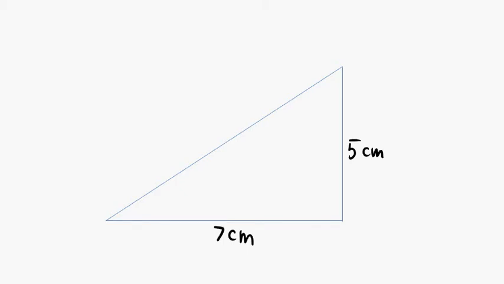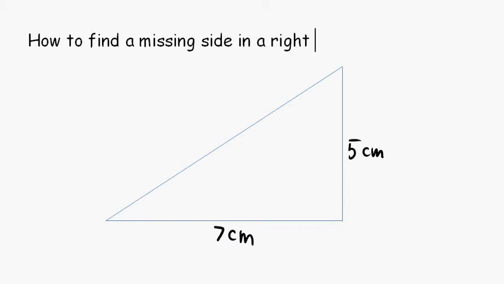Okay, the question is how to find a missing side in a right angled triangle. You can see here that in this particular triangle we've got two sides given and one side is missing.